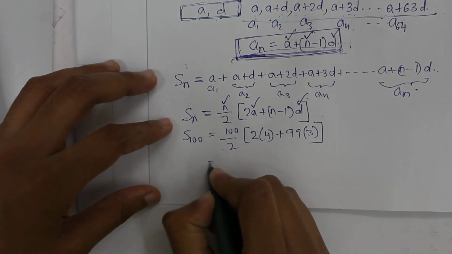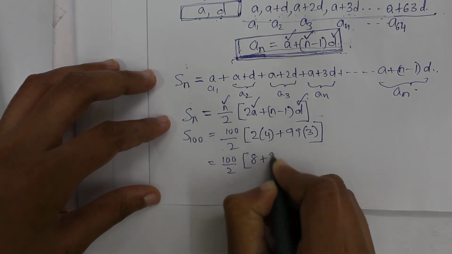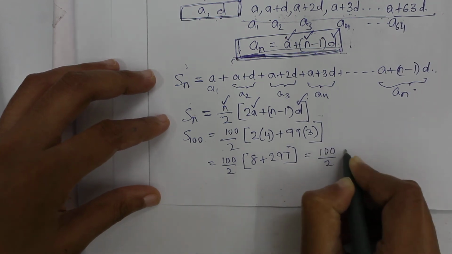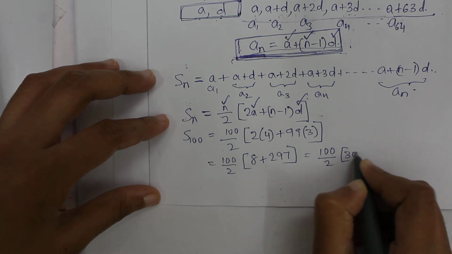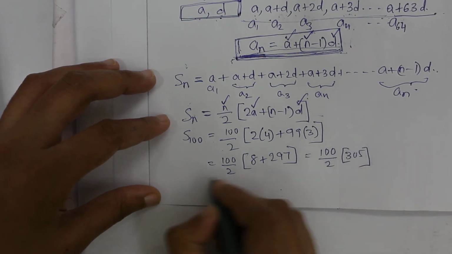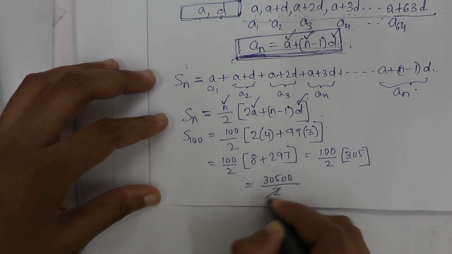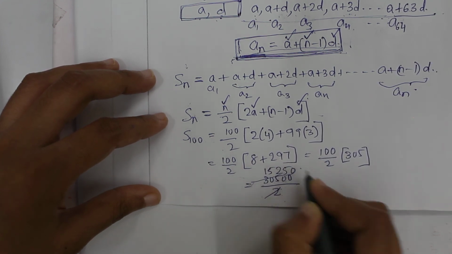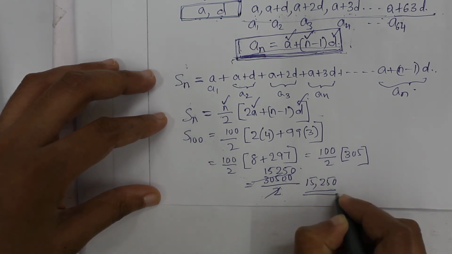That is equal to 100 by 2 into 4 twos are 8 plus 297. That is equal to 100 by 2 into 305. 100 divided by 2 is 50. 5 times 5 is 25, 5 times 3 is 15, so 15,250 is the answer.